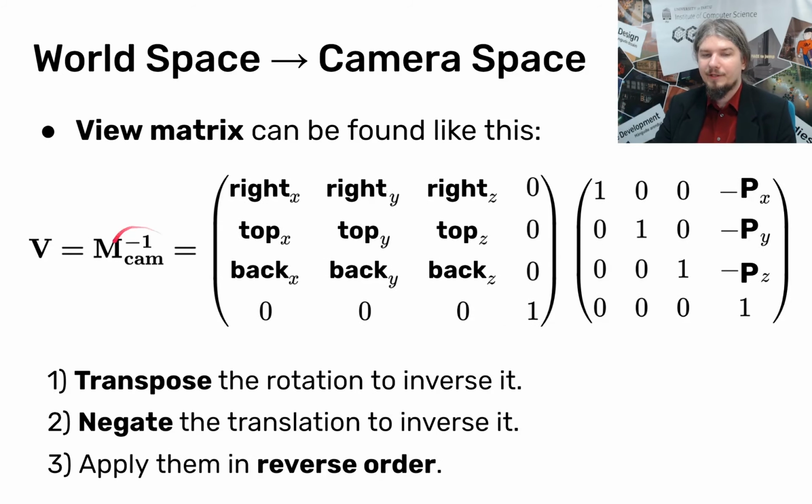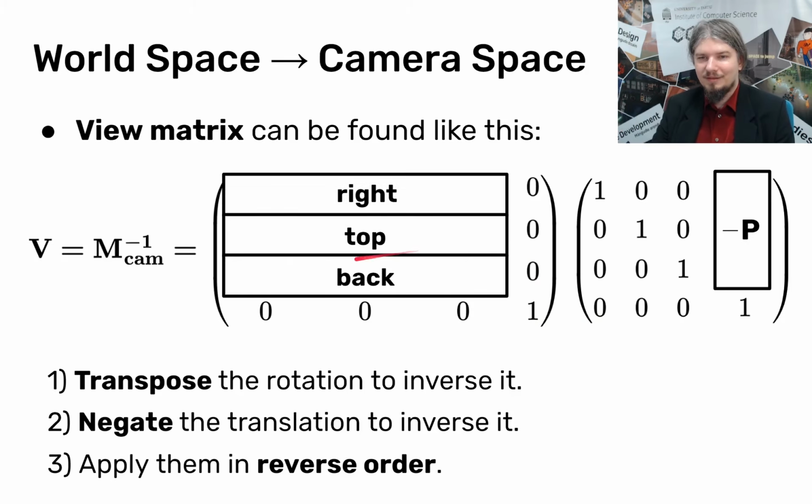So we take the inverse of the camera's model matrix, which is the multiplication of these two matrices, where the camera's position is negated and the rotation is also inverted by transposing it in this linear transformation part. By applying those two transformations in this particular order, we get the view transformation. To simplify it, these are the right, top and back basis vectors of the camera, and this is the negated position.